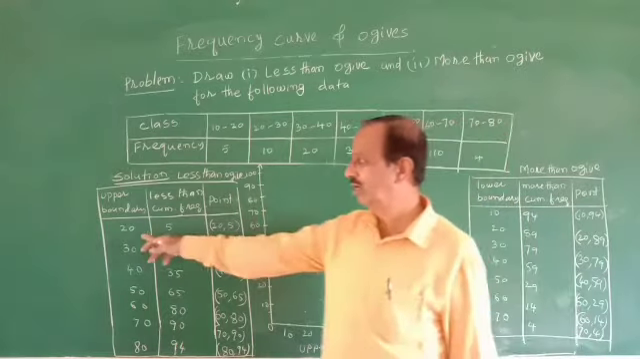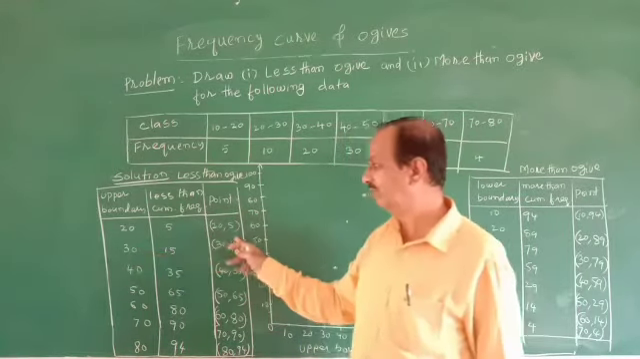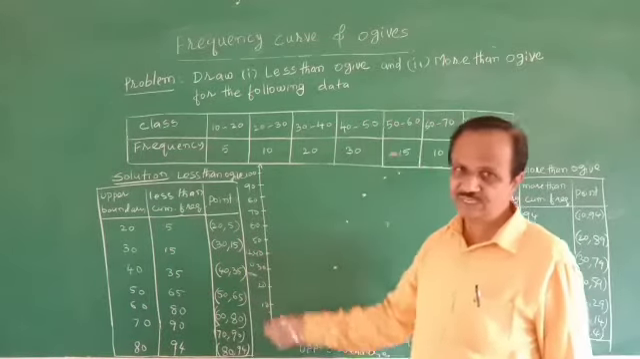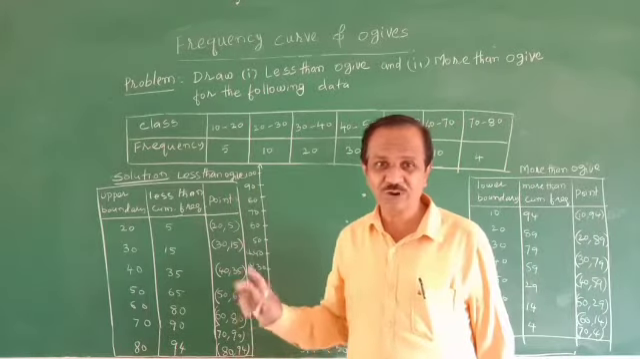Now write the points. 20 comma 5 is the first point. 30 comma 15 is the second point. 40 comma 35 is the third point. Like that, write all the points. These points will be plotted on the graph.